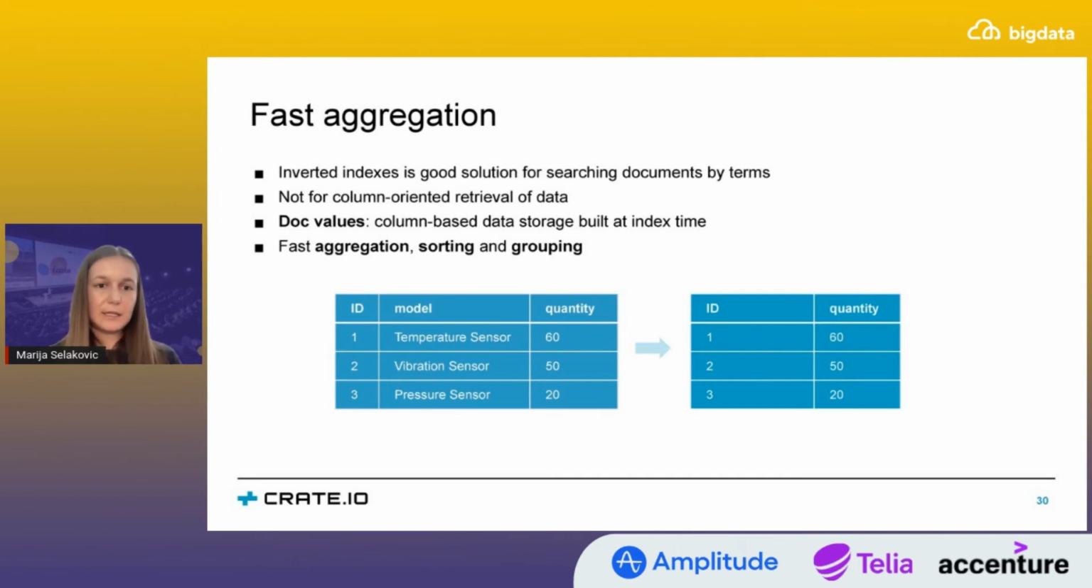CrateDB allows column-based data storage, which actually maps the document ID to the value of each individual column. So next time when you need, for example, to calculate the average of the quantity in this case, you just need to extract the doc value for the quantity column, and then you can do a much faster search than actually going through every single row and extracting the value of the quantity column.